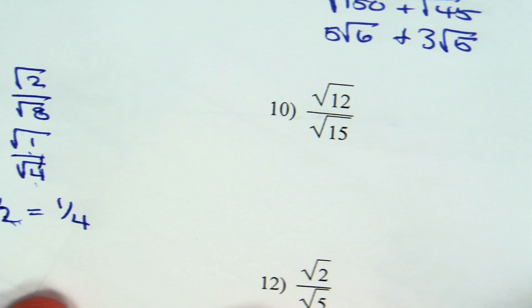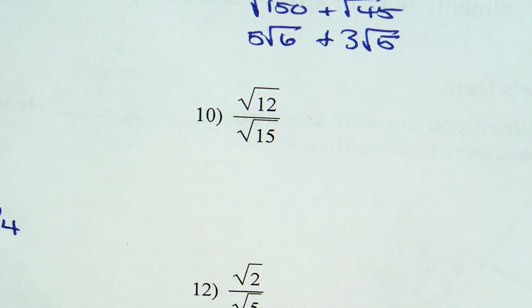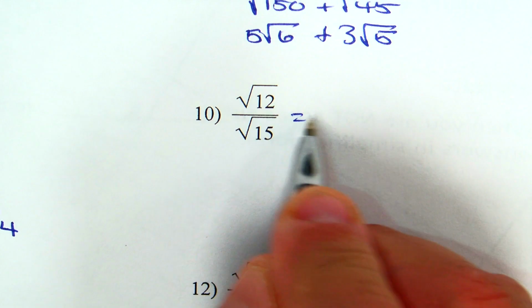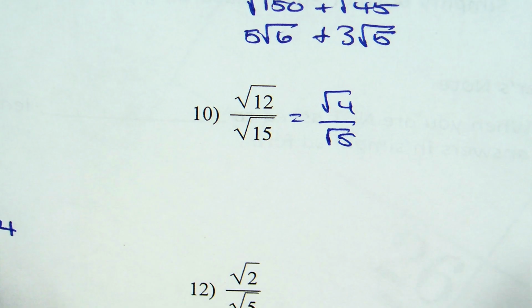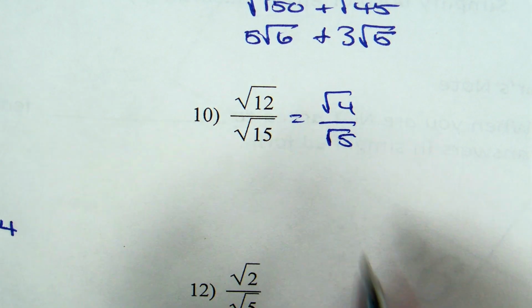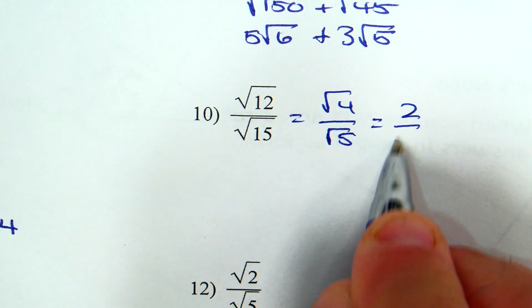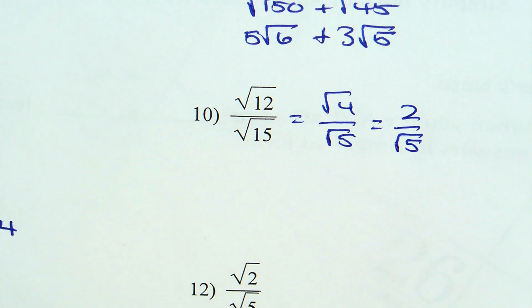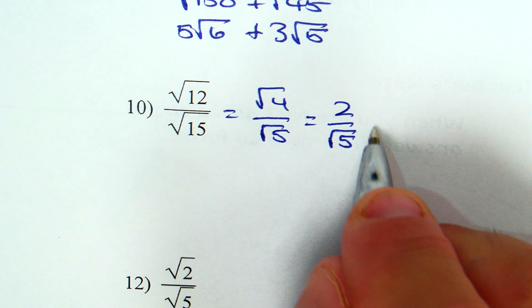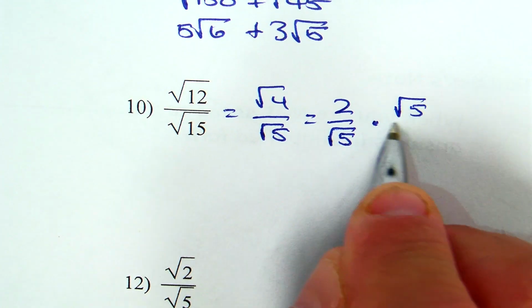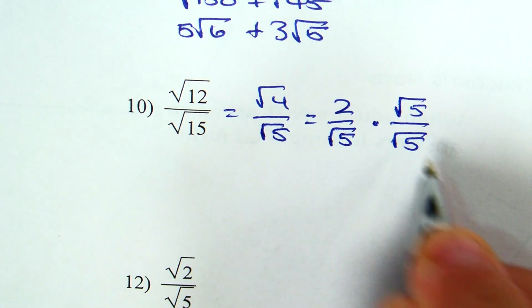Now, if I look at number 10, I don't have any outside numbers, so I don't need to break it down. But does 12 over 15 reduce as a fraction? Yeah, 3 goes into both, so that becomes what? Square root of 4 over square root of 5. Now, what is the square root of 4? 2, so this becomes 2 over the square root of 5. But we are not allowed to have square roots in the denominator. So that is why we multiply top and bottom by that denominator.